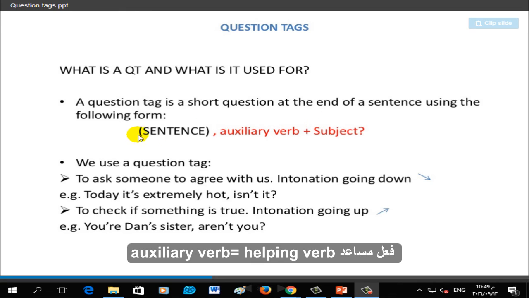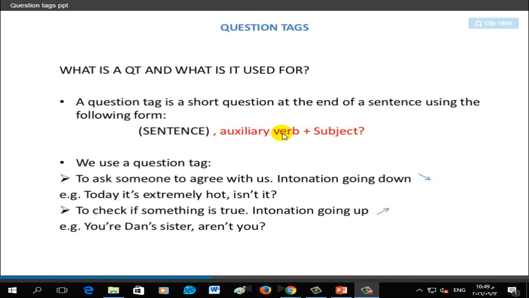If the sentence is positive, you make it negative. If the sentence is negative, you make it positive. Notice that if the sentence is affirmative, the tag is negative, and if the sentence is negative, the tag is affirmative. We use a question tag to ask someone to agree with us. Intonation going down. So if I'm asking to see whether this person agrees with my opinion, the voice goes down. Today it's extremely hot, isn't it?